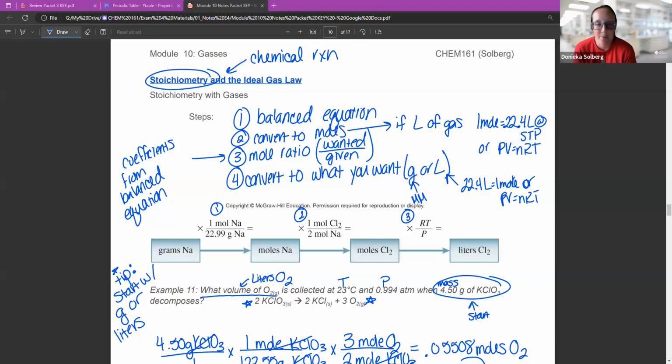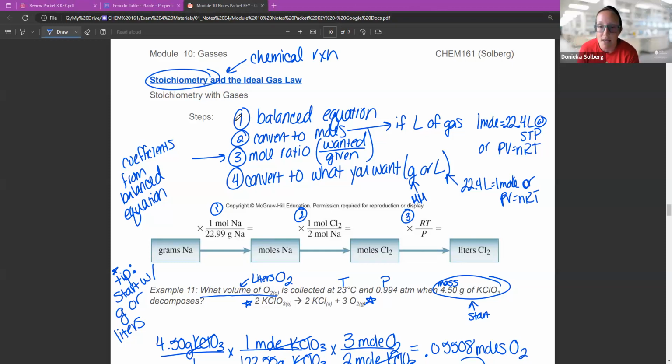On to stoichiometry with gases. Stoichiometry, like any other time we've talked about it before, is when you have a chemical reaction, you have to take into account that there's a mole ratio in the balanced chemical equation. So the steps are going to be exactly the same. We're just going to add some gas laws in there.